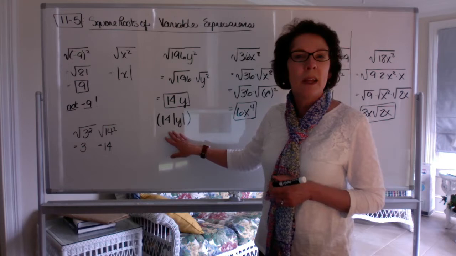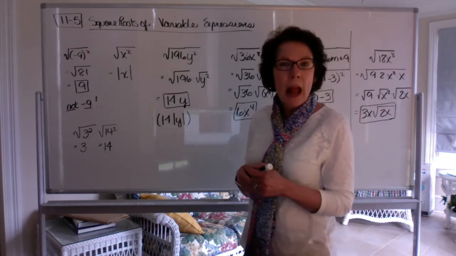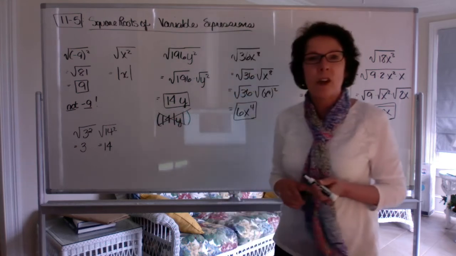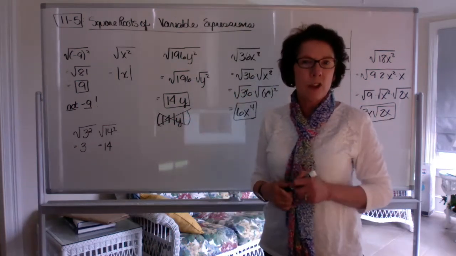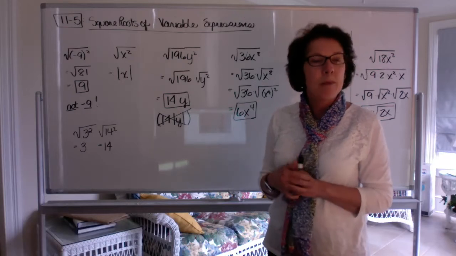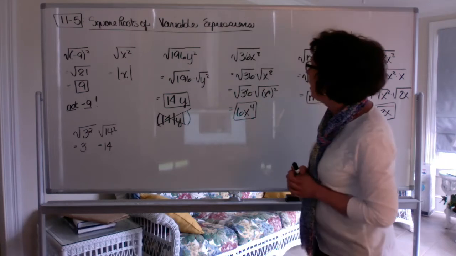Now, the answer key will say 14 absolute value of y, but you do not have to do that. So just don't worry about it. Just say 14y for this year. We'll probably in Honors Algebra 2 throw in the absolute value, but for right now, it's fine without it.